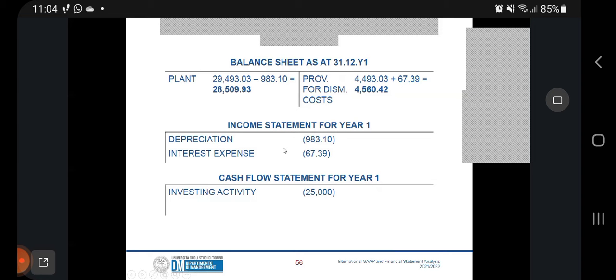For what concerns the investing activities, here there is just the effective outflow that we computed before, 25,000.